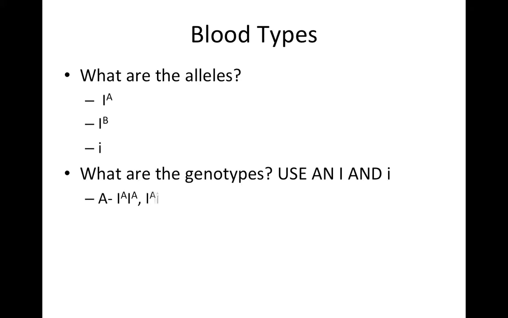Okay. So what are the genotypes? For A, we could have I with a capital A, I with a capital A. We could have I with a capital A and a lowercase i, which is representative of O. So that lowercase i is recessive, so we don't see that O being expressed. For B, it's very similar to A. We have 2 B alleles, or a B allele and an O allele. For AB, you have an A and a B allele. And for O, you have to have 2 little i's.